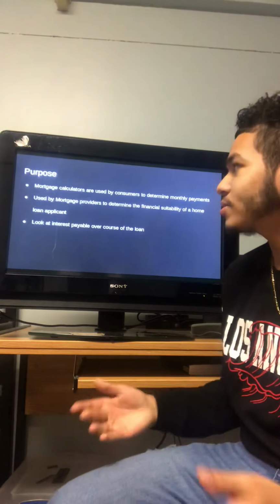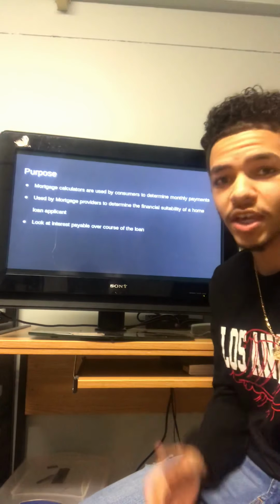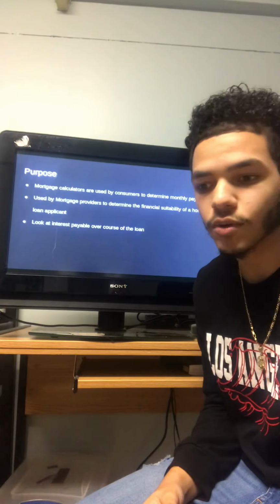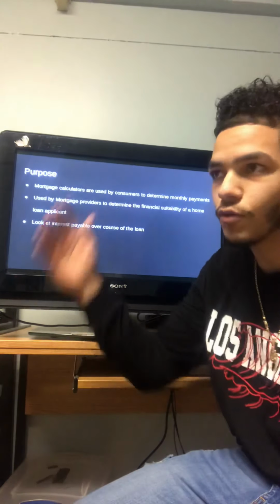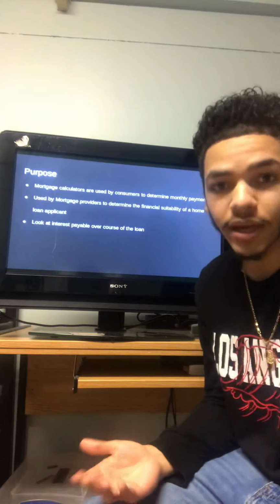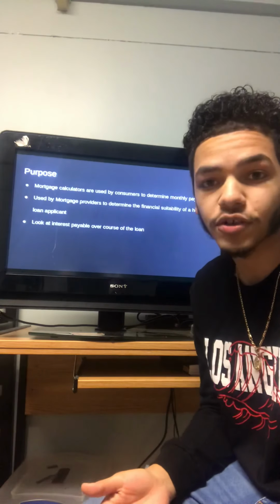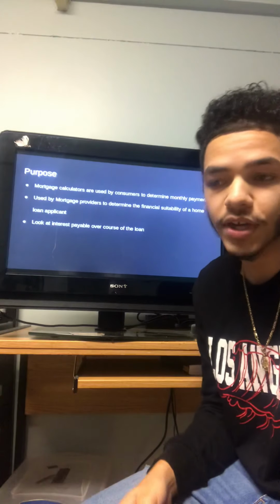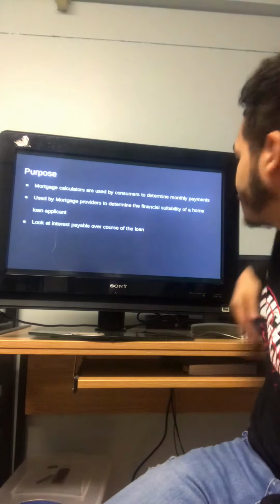So the purpose of the calculator is to determine the monthly payments that the borrower is gonna be paying, right? So if I want a loan of $5,000 over X amount of time, I'm gonna want to know how much money I'm gonna be paying back and for how long, right? It's also used by the mortgage providers to see if the person who wants the loan can even pay for it, right? So they do the calculation and then they show them how much it's gonna be in the end.